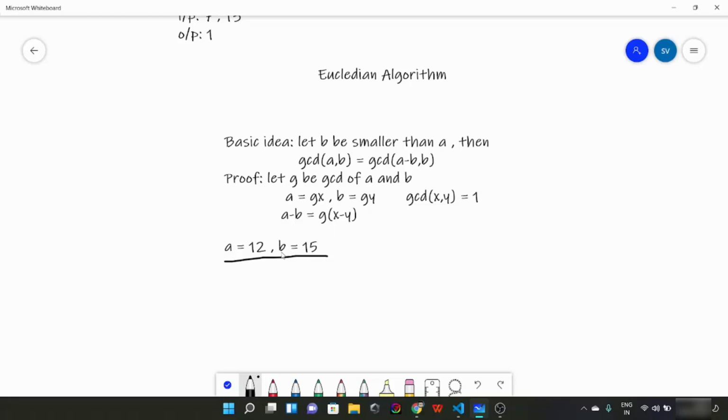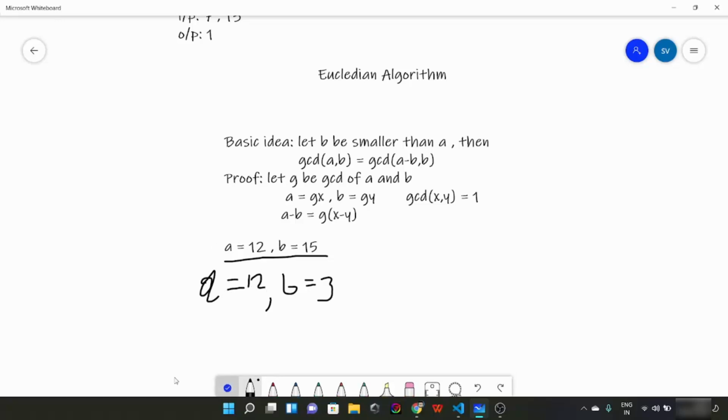And inside the loop, what we are going to do is subtract the smaller number from the bigger number. Alright. So now B is greater here, so B minus A becomes, B now becomes 3, right? And what does A become now? It still remains 12.